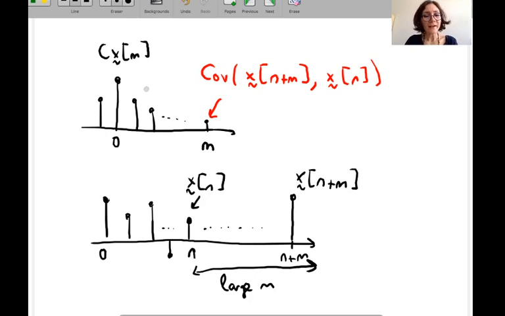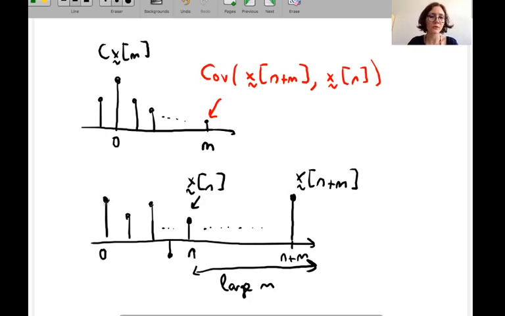For a random process, if Cx of m converges to 0, it means that the covariance between this random variable and that random variable, as you increase the time difference between them, as you increase m, will converge to 0. It will become smaller and smaller, which intuitively means that these two random variables become less correlated. Intuitively speaking, again, what this tells you about your random process is the following. Suppose you're trying to estimate the mean of your random process by looking at the time average.